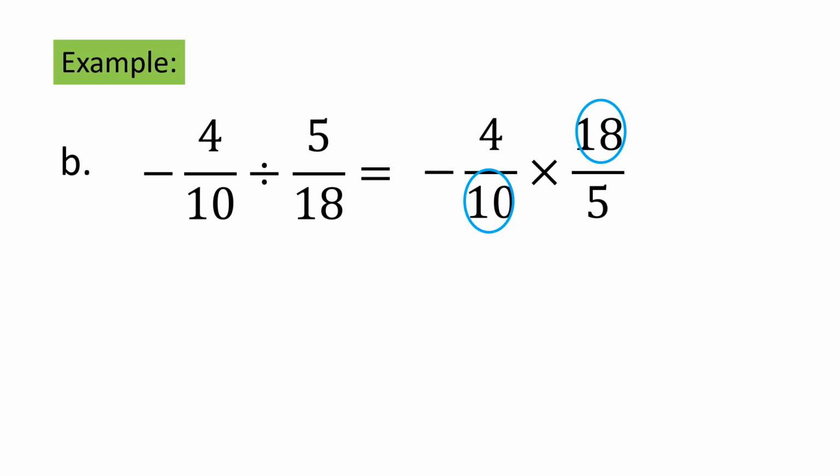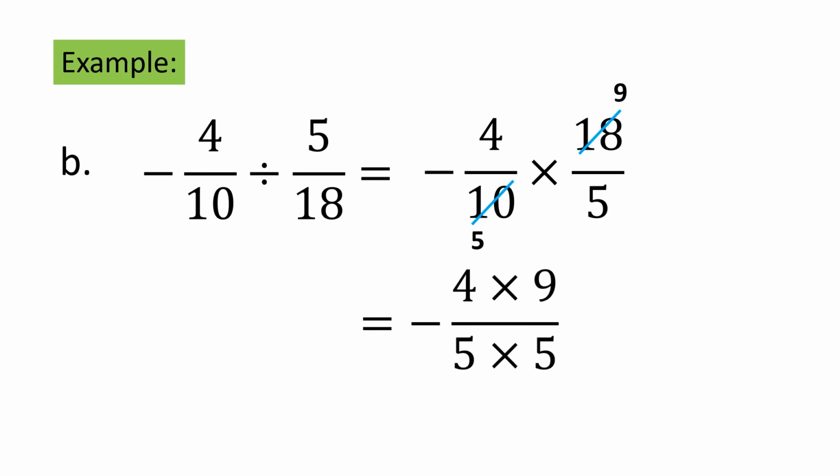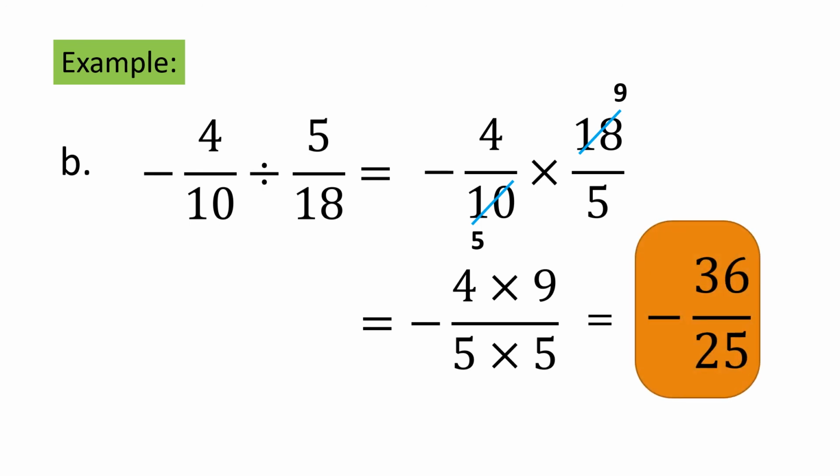So, 18 divided by 2 is 9. 10 divided by 2 is 5. Wala naman nang ibang may common factor, so i-multiply na natin yan. So, negative 4 times 9 over 5 times 5, mayroon tayong negative 36 over 25.